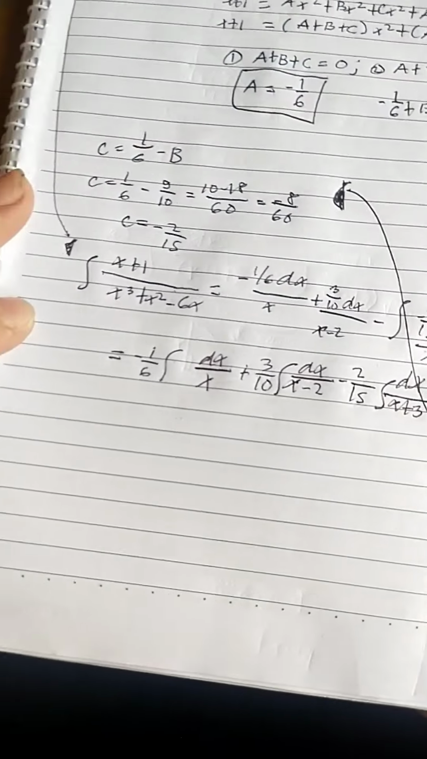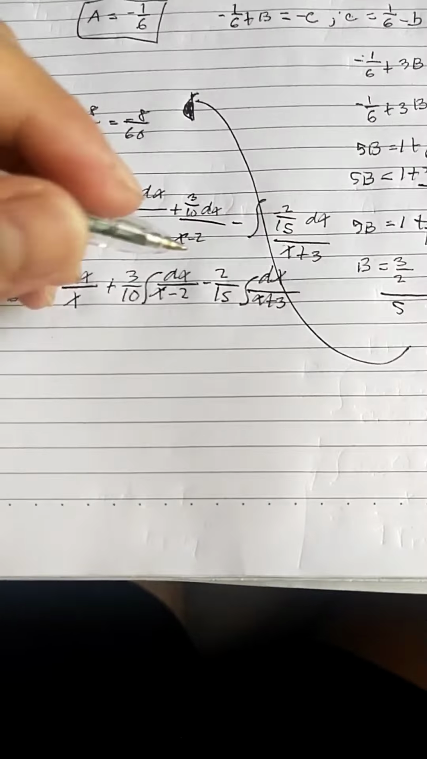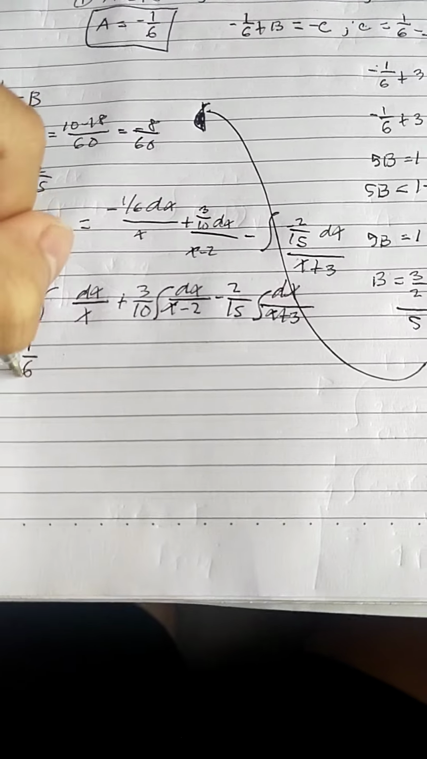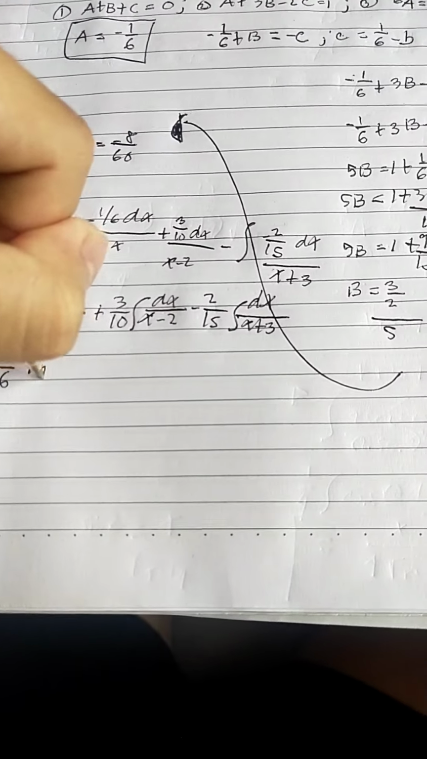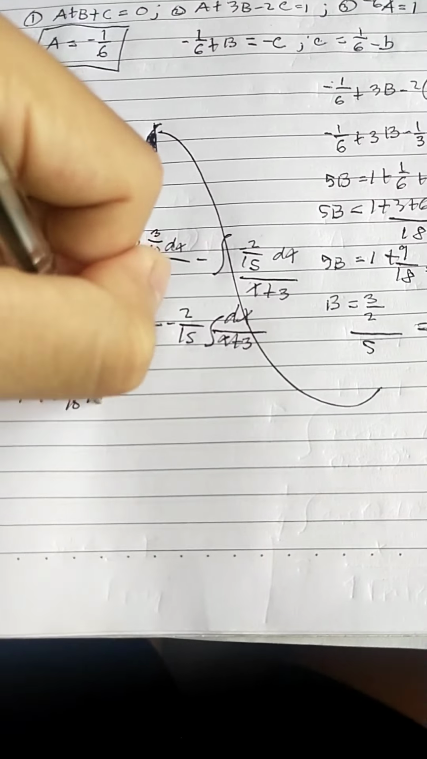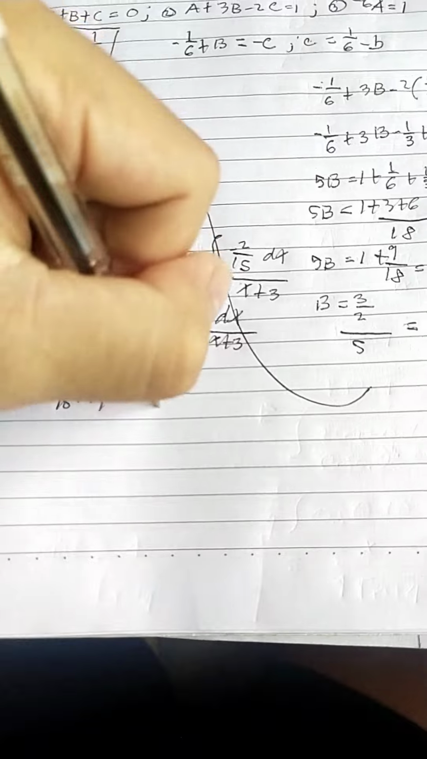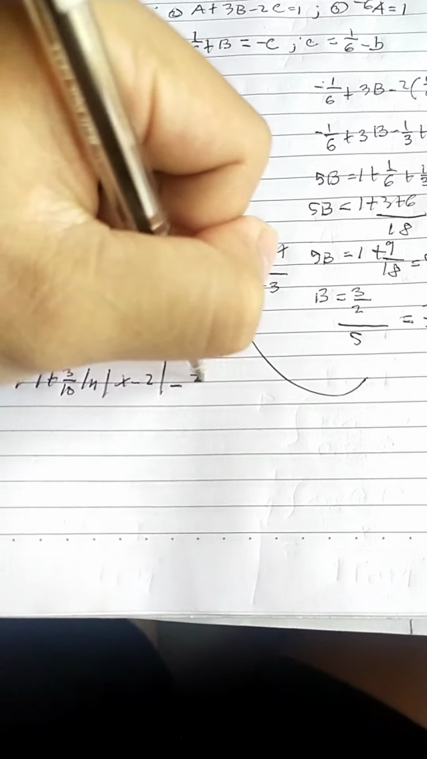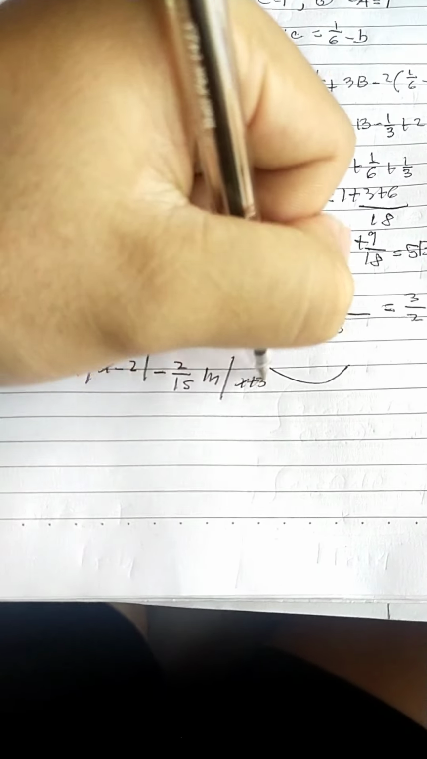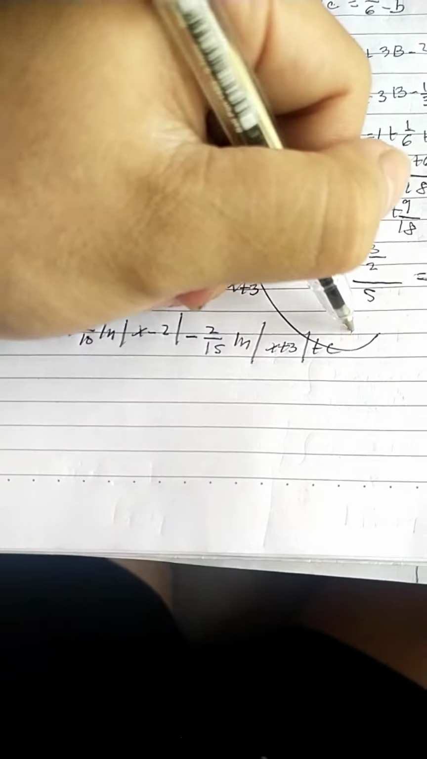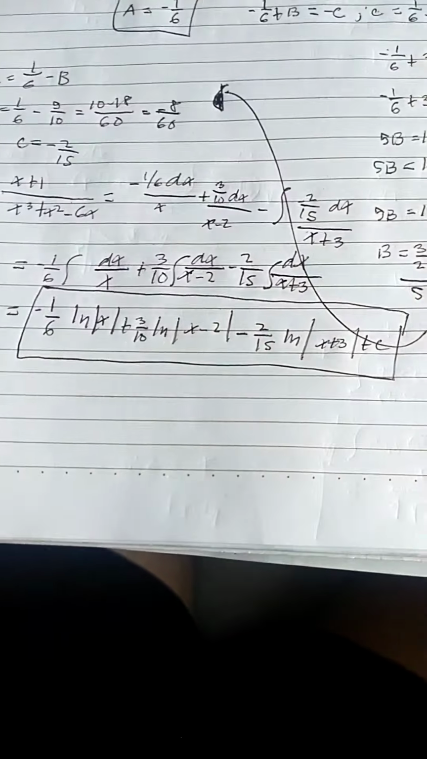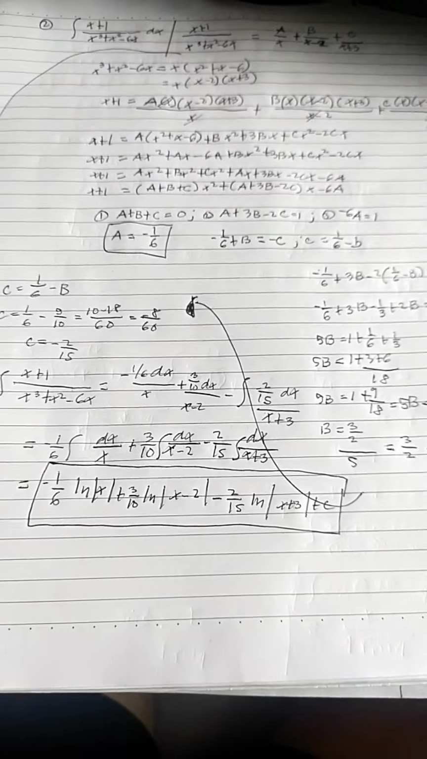So now we will integrate. So it will become negative 1 over 6 ln of x plus 3 over 10 ln of x minus 2 minus 2 over 15 ln of x plus 3 plus c. So this is our final answer for problem number 2.